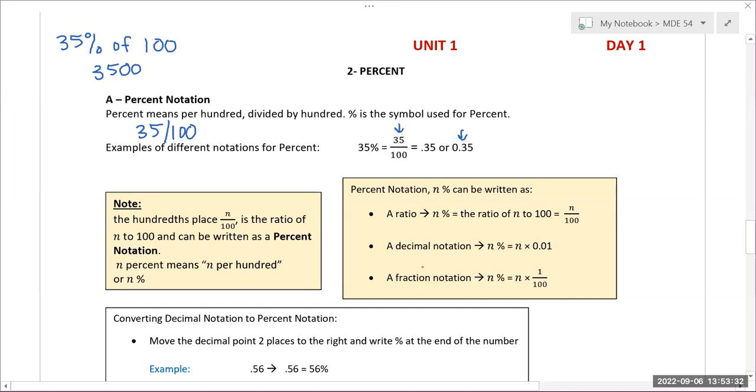So then we've got 3 ways you can write a percent notation. You can write it as a ratio. That's the actual divided by 100. So 35% is 35 over 100. You can look at it a different way. If you want it in decimal notation, it's 35 times 0.01. And then you can look at it in fraction notation, where you're multiplying it by 1 over 100, or getting 35 over 100. So you've got any of those notations, just make sure that you do convert it.